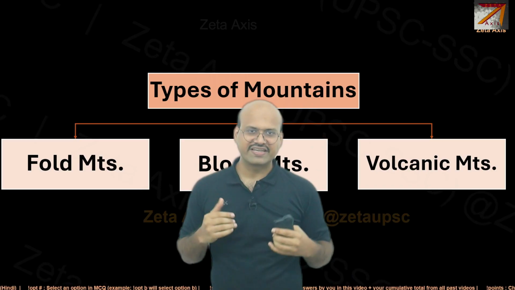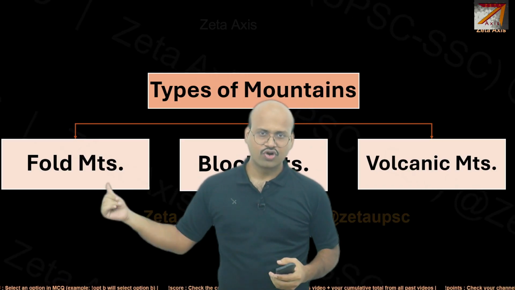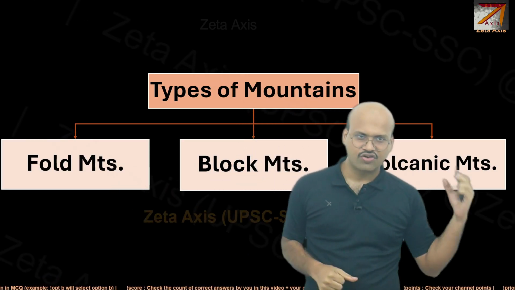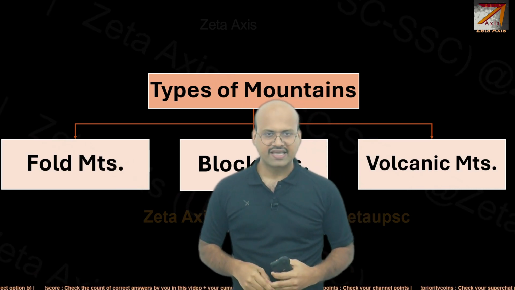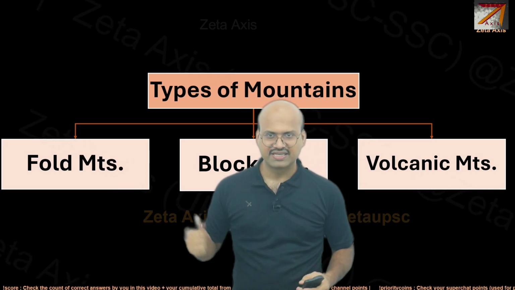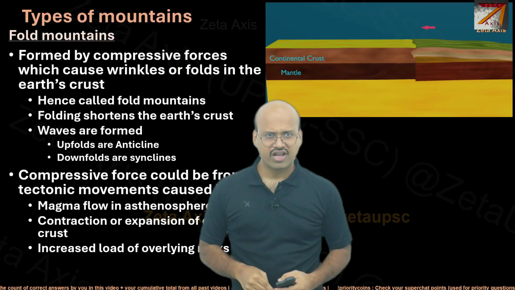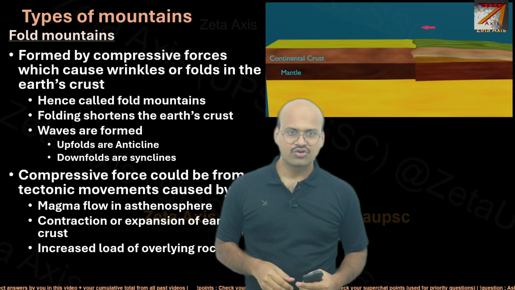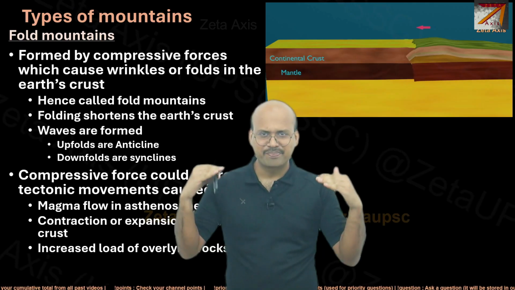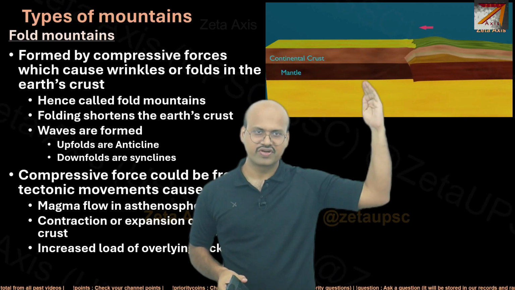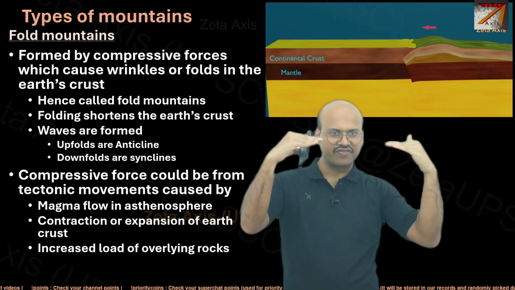So now let's see the different types of mountains: fold mountains, block mountains, and volcanic mountains. So the mountains which are formed on the surface of the earth can be classified into these 3 types. So what are fold mountains? When 2 plates collide, there is compressional force. See, this plate is moving towards this plate, so there is a kind of compression.